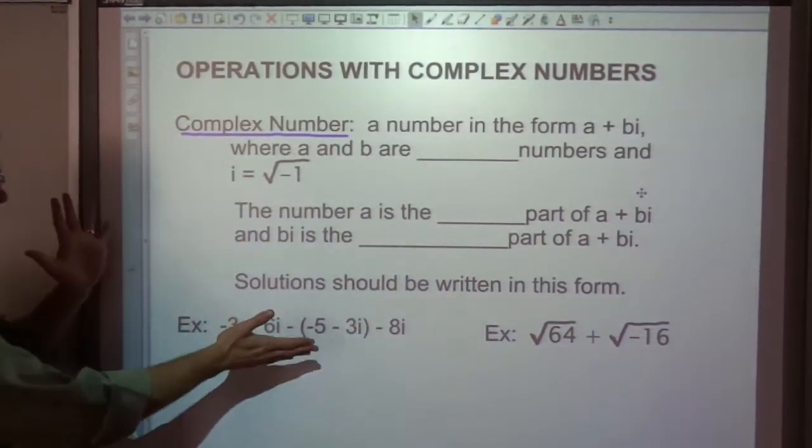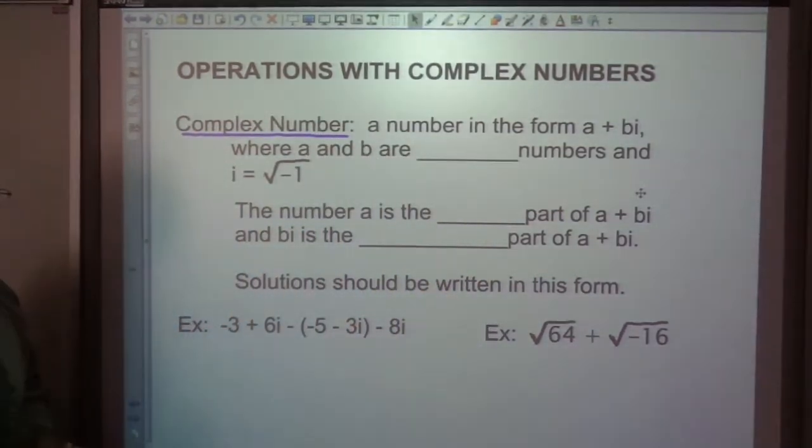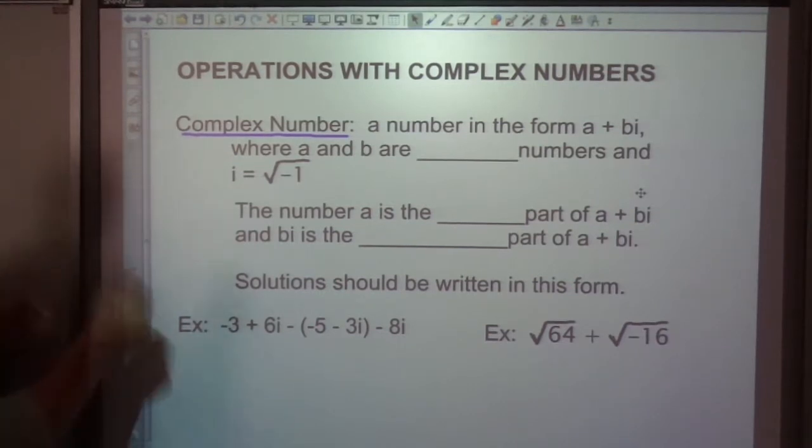Ready? Pause. Write it all down. Pause. And start. Here we go.